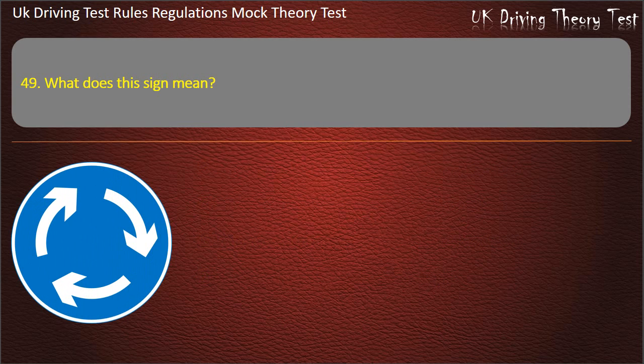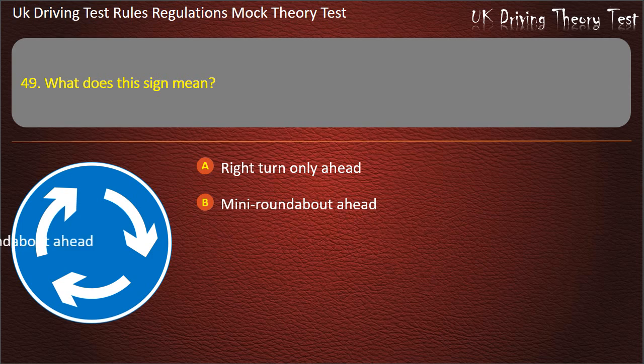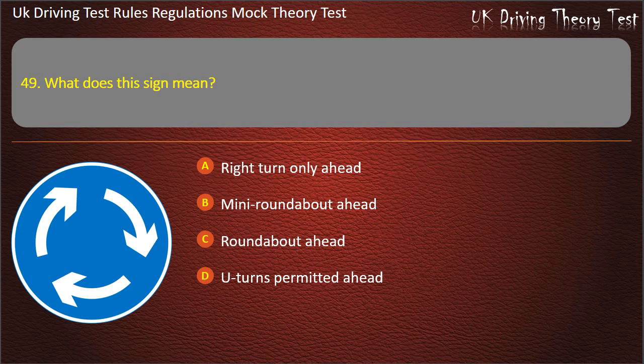Question 49. What does this sign mean? Right turn only ahead. Mini-roundabout ahead. Roundabout ahead. U-turns permitted ahead. Answer. Mini-roundabout ahead.